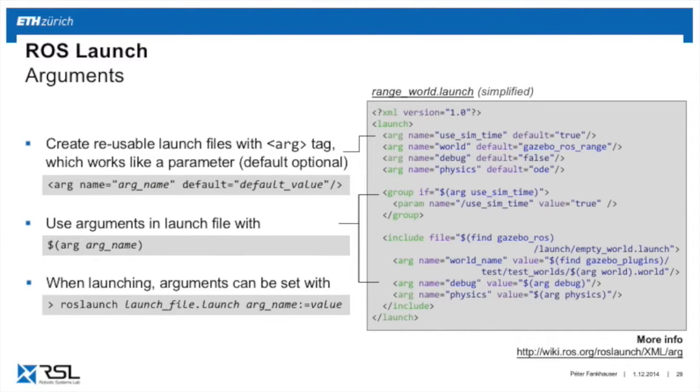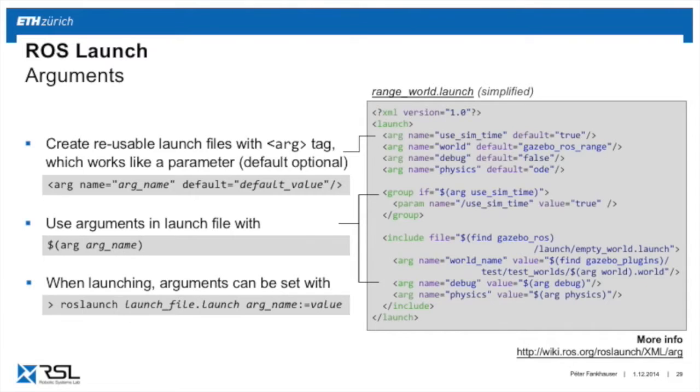Now here's another launch file on the right-hand side. One of the nice things is that once you build up a nice launch file, you can reuse it with different parameters. This is where the arg tag comes into play. In this example, it starts the simulation and has four arguments: use simulation time, which world to use, whether to run in debug mode or not, and which physics engine to use. You specify them on the top, and then you can reuse these arguments in your launch file.